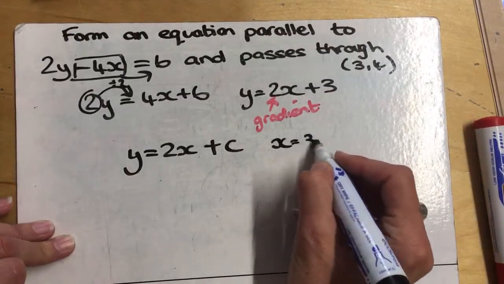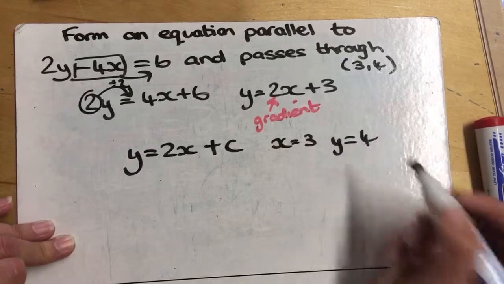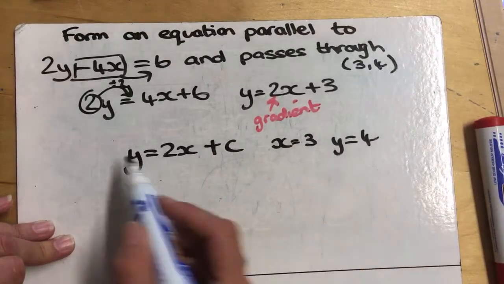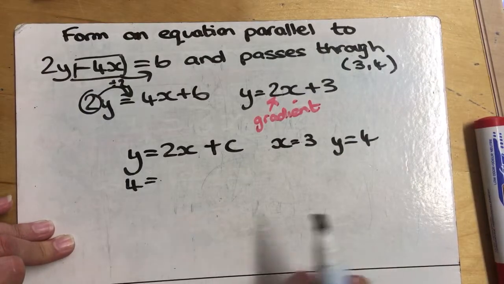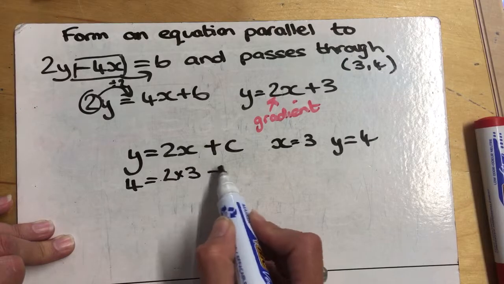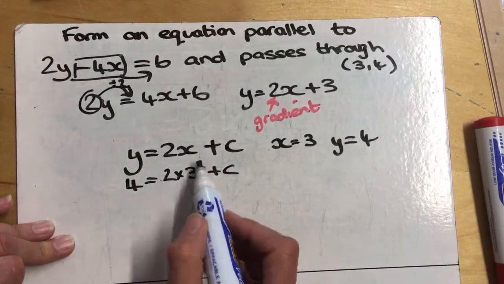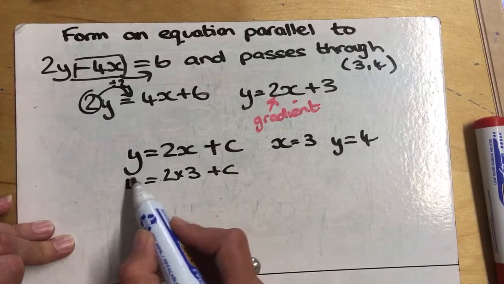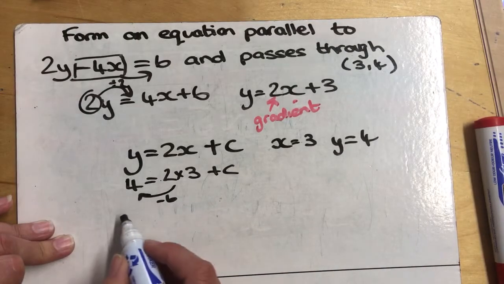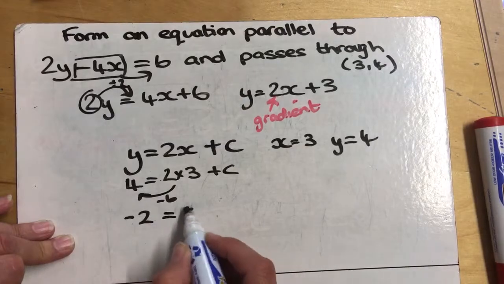So when x is 3, y equals 4, and we're going to substitute these two numbers into here. So y is 4, so I'm replacing it with a 4, x is 3, so 2 times 3 plus c. 2 times 3 is 6. I need to move it across to the other side by subtraction. So subtract 6 from both sides, that becomes minus 2 equals c.